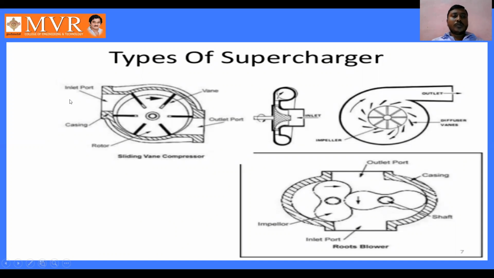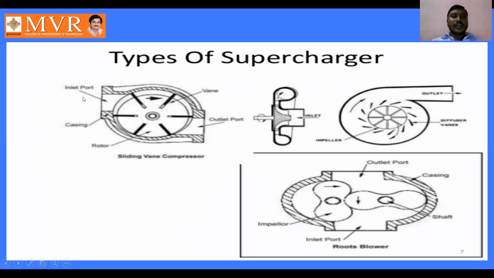Here the inlet port is where we force the air into the engine cylinder. The casing is a cover so that the air does not escape from the engine cylinder to the atmosphere. These are the vanes which lie on the rotor here. This is the outlet port. After the output of the engine is obtained, the hot gases that appear are exhausted into the atmosphere through this outlet port.